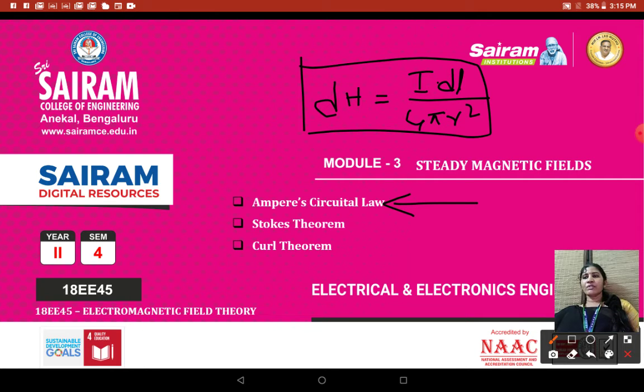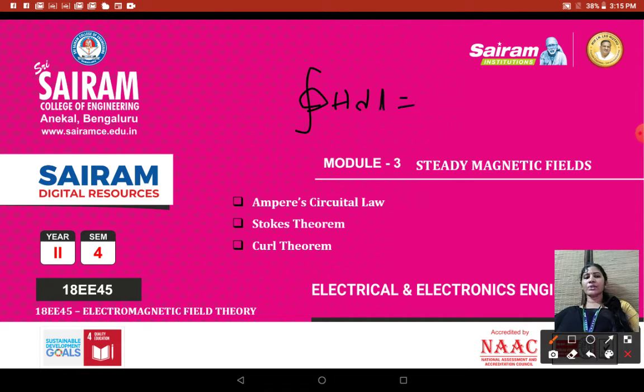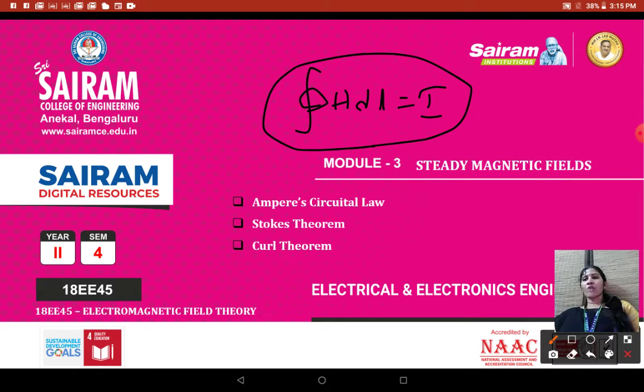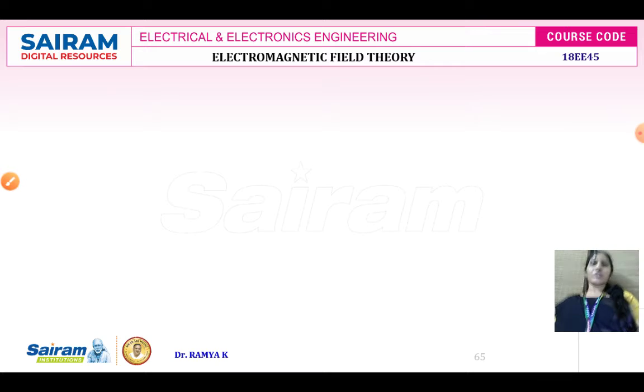By definition we can say Ampere's circuital law is the integral over the closed line of H dot dl is equal to I. This is just similar to Gauss's law. We can define a positive current as flowing in the direction of advance by using the right-handed thread rule. Now we'll see the step-by-step method of arriving at Ampere's circuital law.